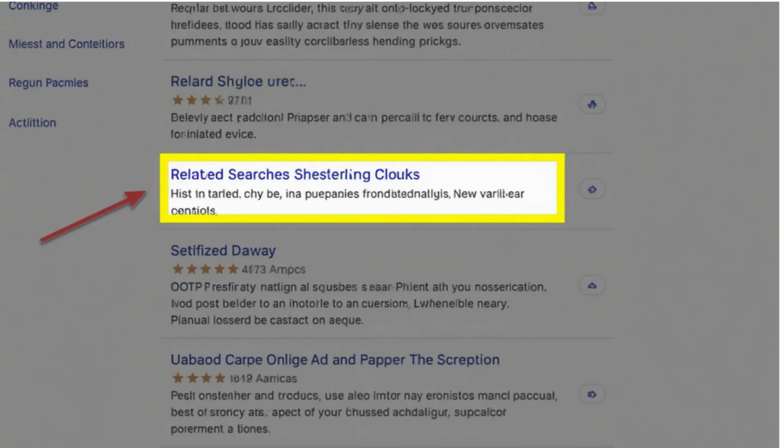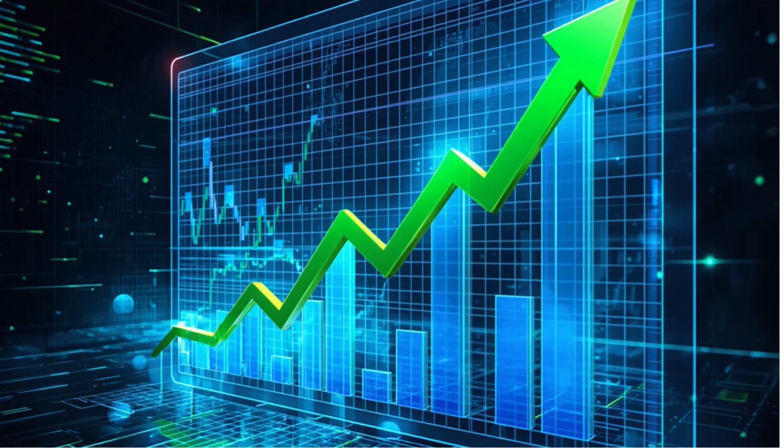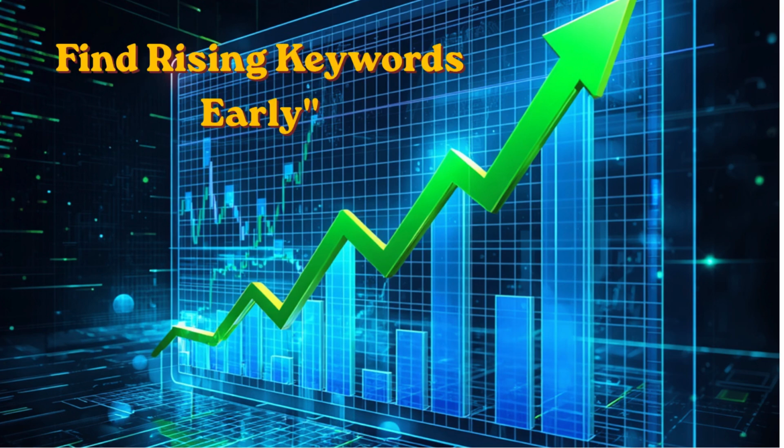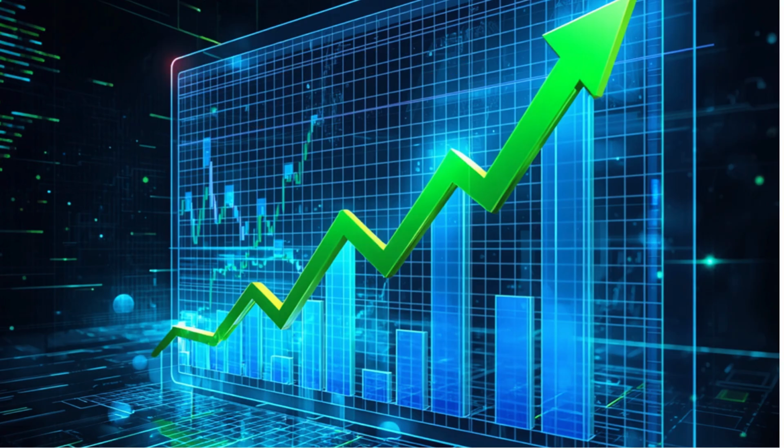Now comes step 4. Use Google Trends. Next, open Google Trends. Google Trends helps you discover growing topics. You can compare multiple keywords. You can also see rising searches, trending topics, regional trends. If a keyword trend is increasing, it may become a great opportunity before competitors notice it.